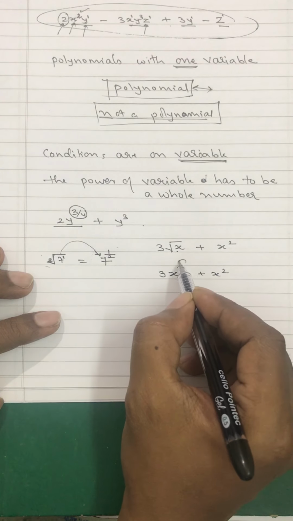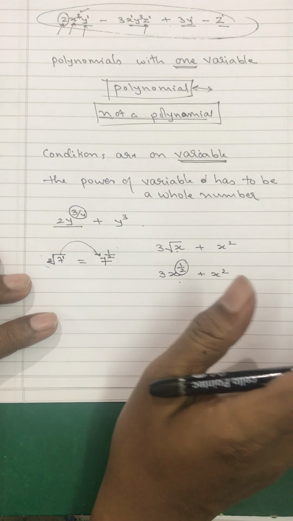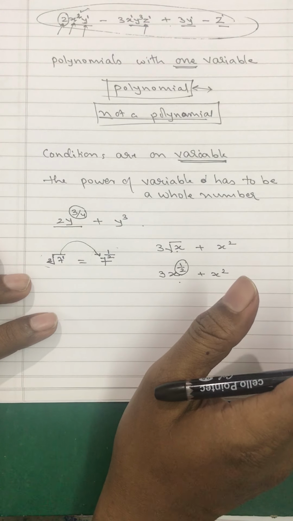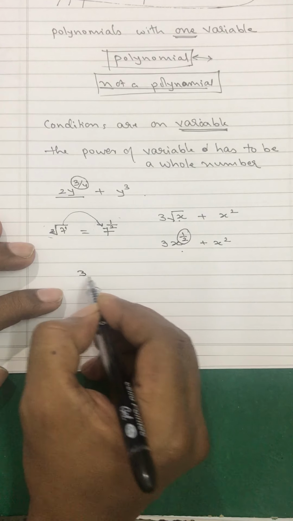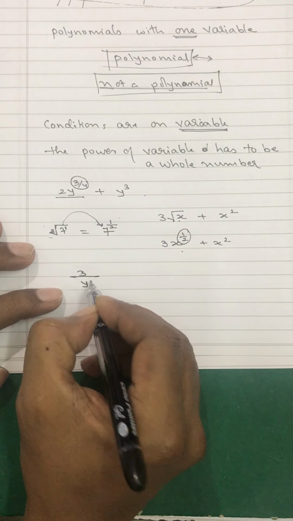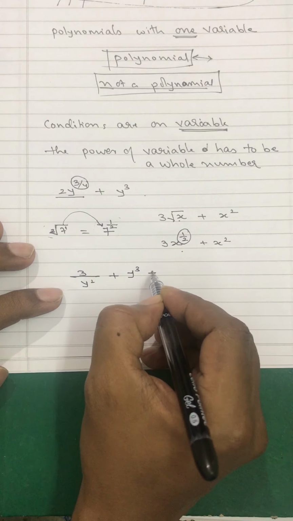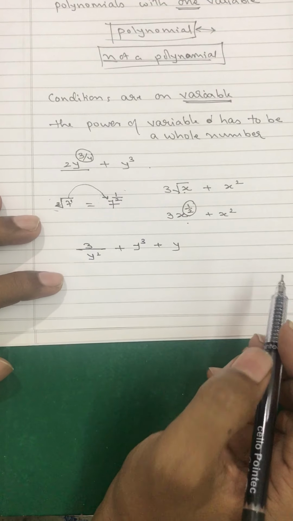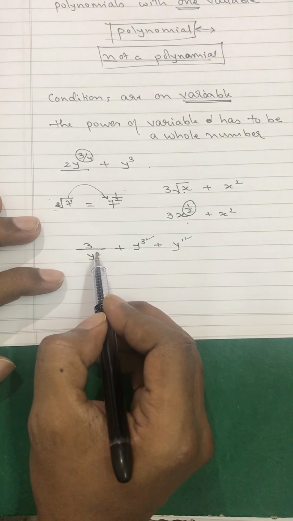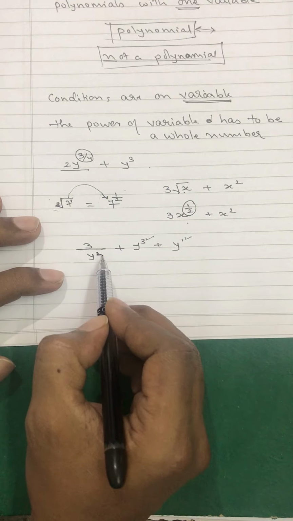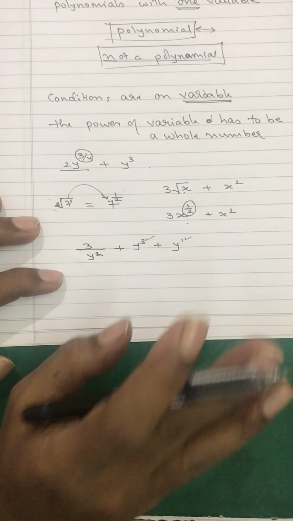Now see, now again the power of this is not a whole number. Are you getting? You have to be careful in such conditions. Supposing if we have got 3 upon y square plus y cube plus y. Now this is a whole number, this is a whole number, but here now you will consider that y square is a whole number. I understand that, but you have to understand one more thing.